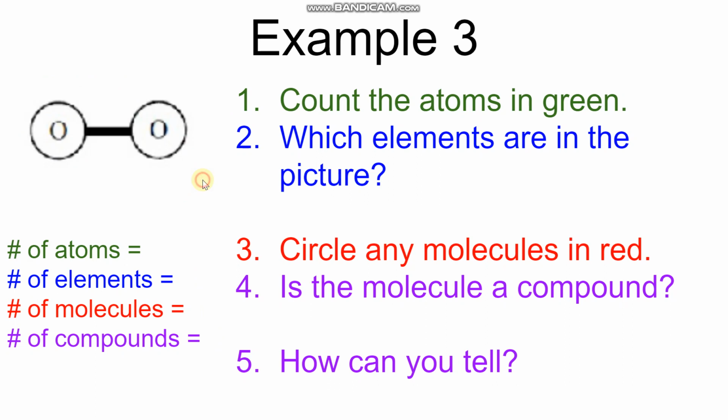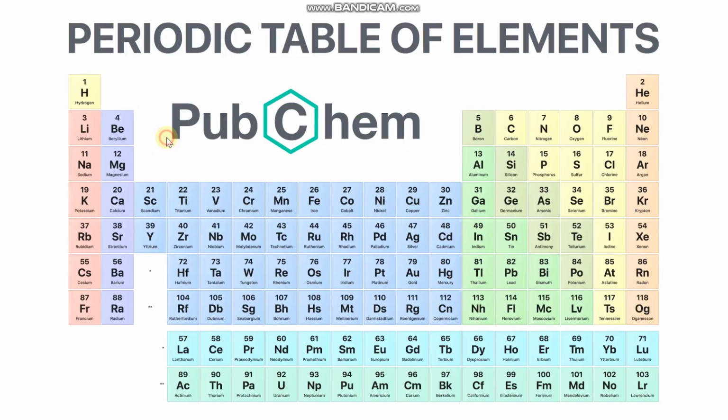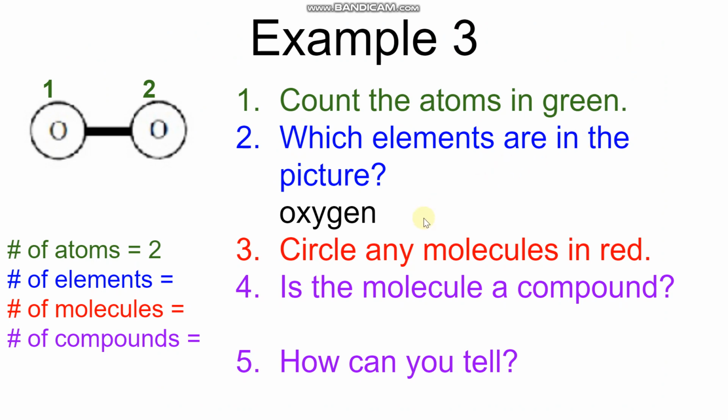Okay, third example. So this is an oxygen molecule. We're going to count the atoms in green. 1, 2. Okay, and so that means we have 2 atoms. Which elements are in the picture? Well, again, we're going to go to our periodic table, and we're going to look at O. I think we already saw that one. That's oxygen. Go ahead and write oxygen here. That means that there's one element in the picture, oxygen.